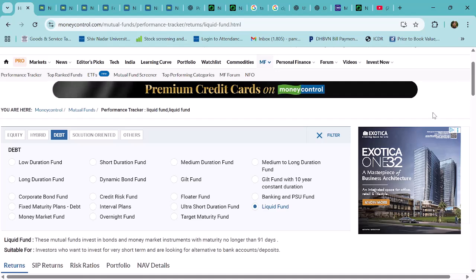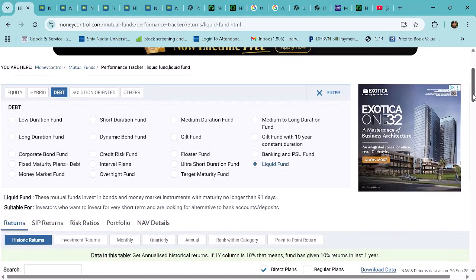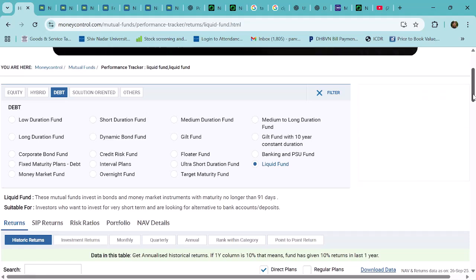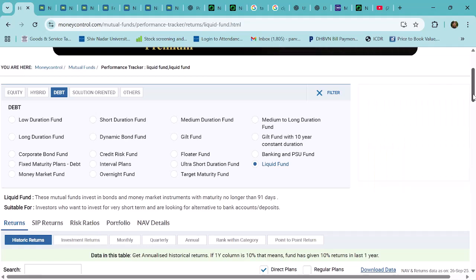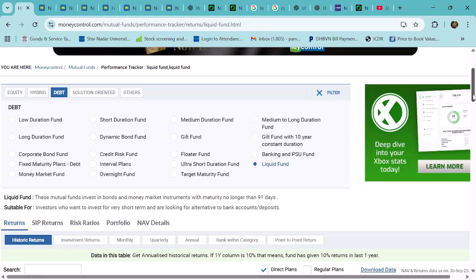Just read this first, a little bit of idea about this mutual fund. What is a liquid fund? These mutual funds invest in bonds and money market instruments with maturity no longer than 91 days. Suitable for investors who want to invest for a very short term and are looking for an alternative to bank account or deposits. So basically, liquid funds invest into instruments whose maturity is 91 days or less.